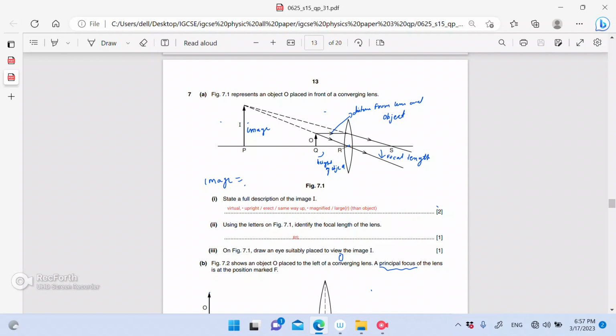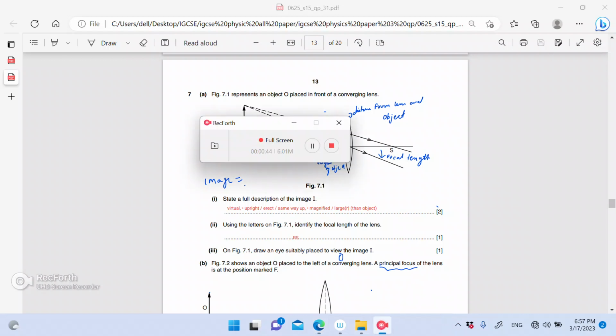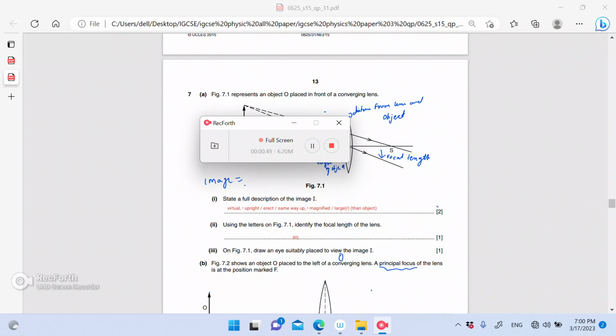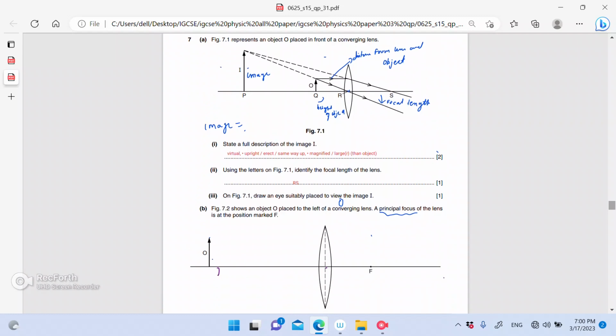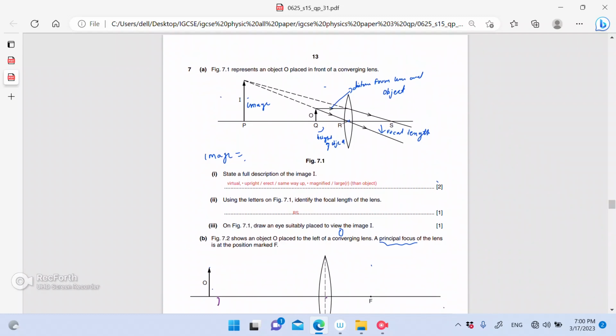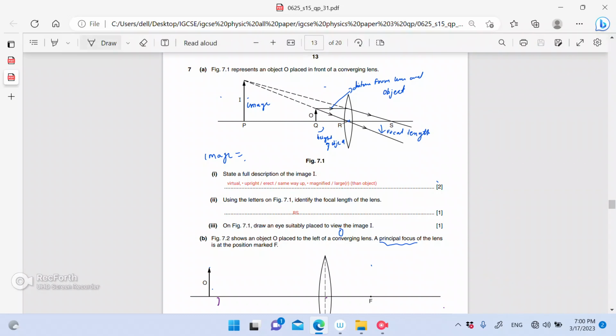Okay, today I will explain about the lens. So this is May June 1531. This is question number 7, the lens. By looking at this image, they are saying represent an object placed in front of a converging lens.